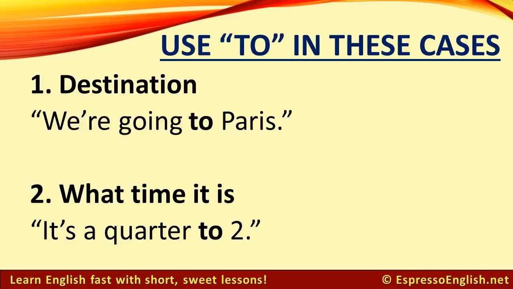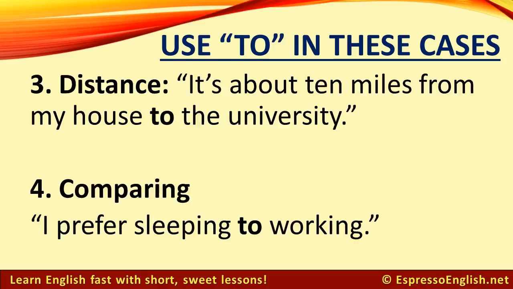Use to for destination. We're going to Paris. Use to when talking about what time it is, particularly when you're talking about minutes before an hour. For example, it's 1:45. Use to when talking about distance. It's about 10 miles from my house to the university.